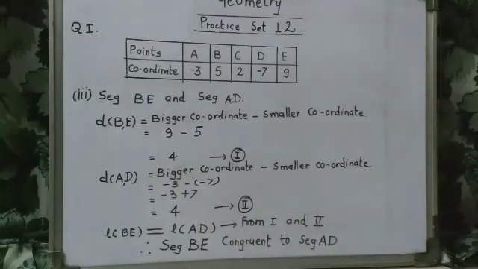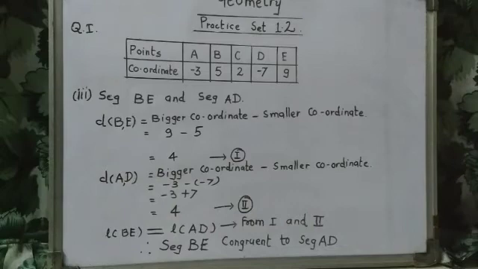Let's consider my third question: segment BE and segment AD. The coordinates of B and E are 5 and 9 respectively. Obviously 9 is bigger than 5. So 9 minus 5, it is 4. That I will give number 1. Distance AD, like the last sum, bigger coordinate minus smaller coordinate. -3 is greater than -7. So -3 plus 7, it comes to +4.